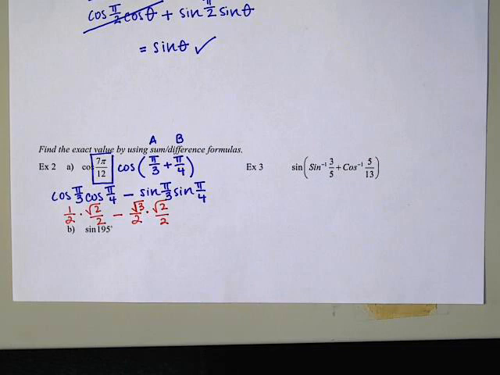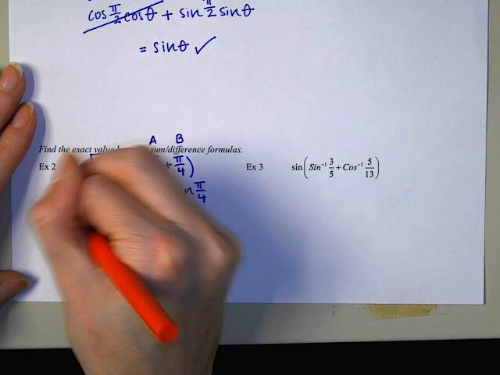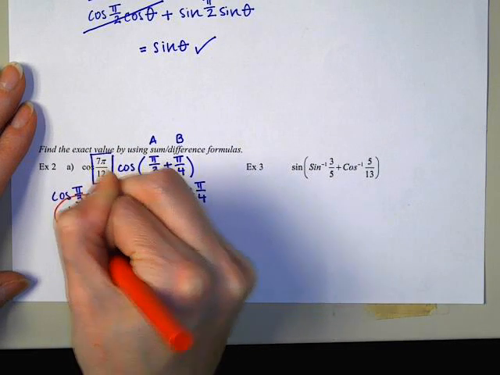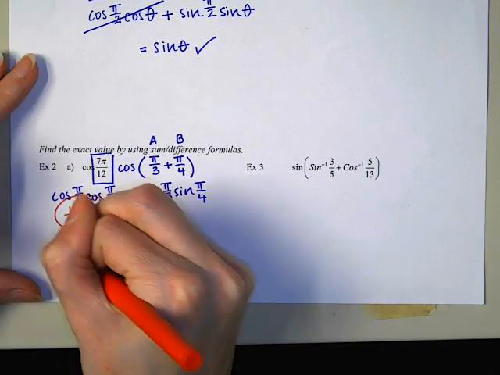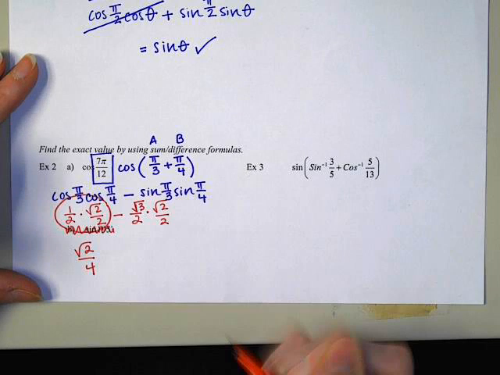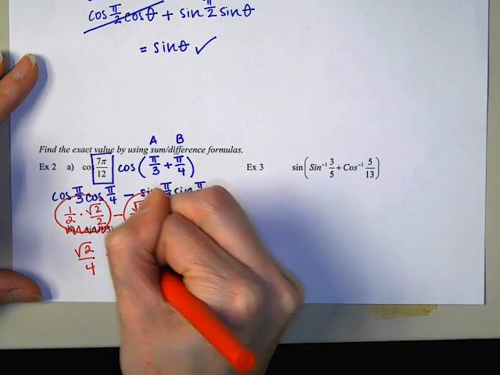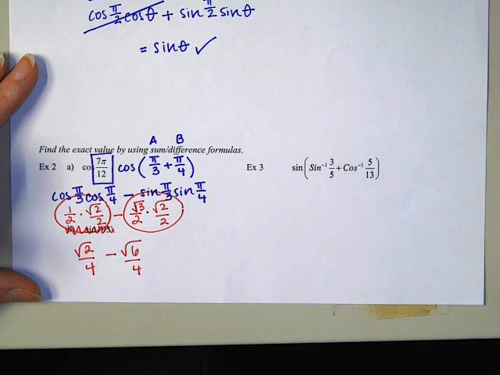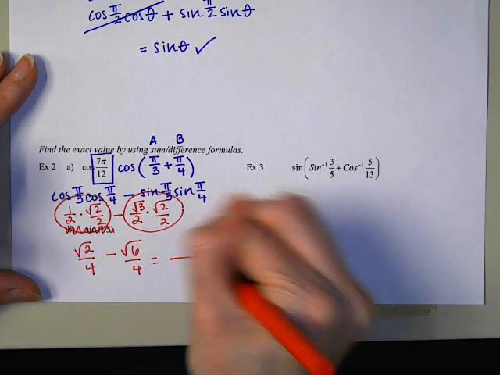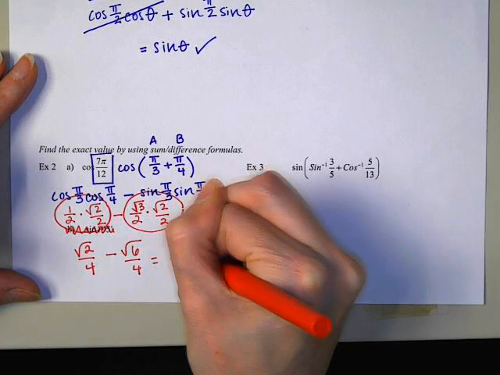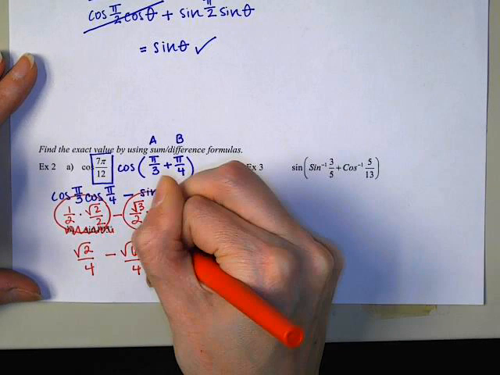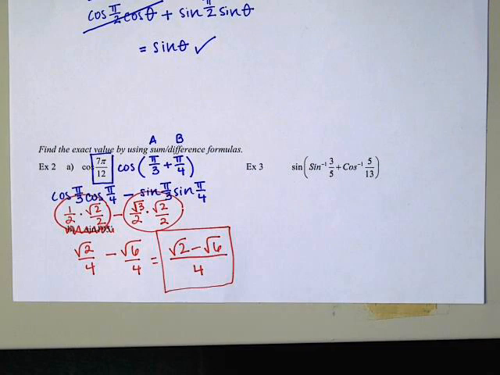And then if you guys just simplify this, if you multiply these, and we're actually not going to do this one, so we'll just keep going. This is going to be root 2 over 4 minus, and this, if you multiply, is going to be root 6 over 4. And if you want to write it as just one big fraction over 4, it's just root 2 minus root 6 all over 4. That's it.